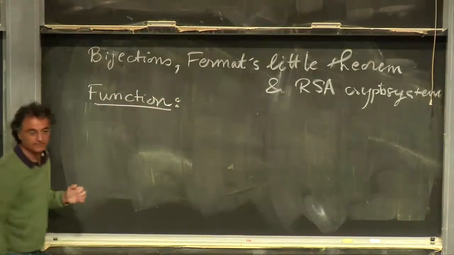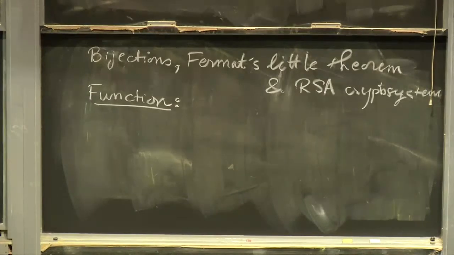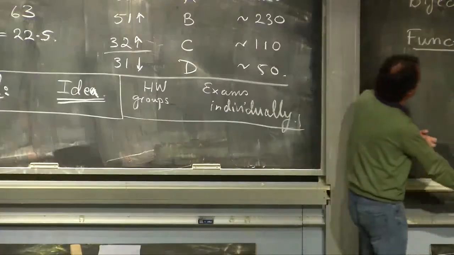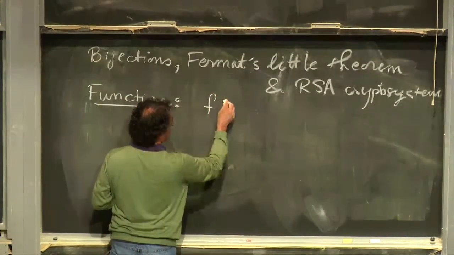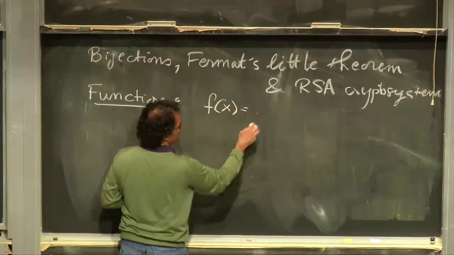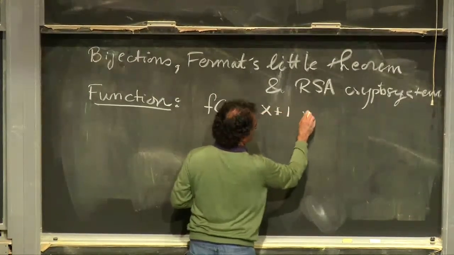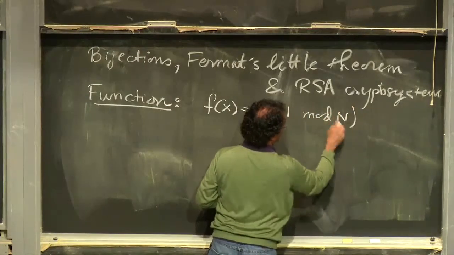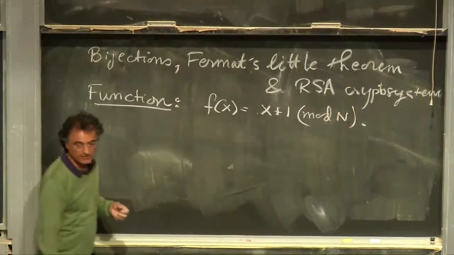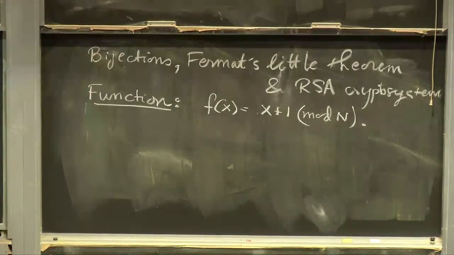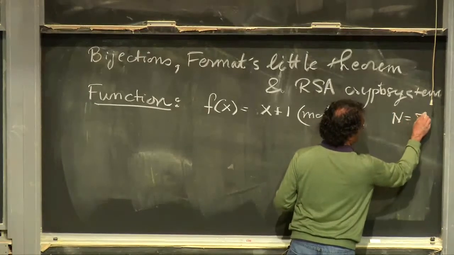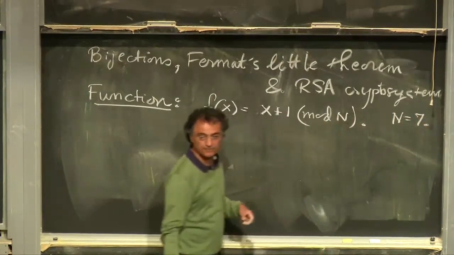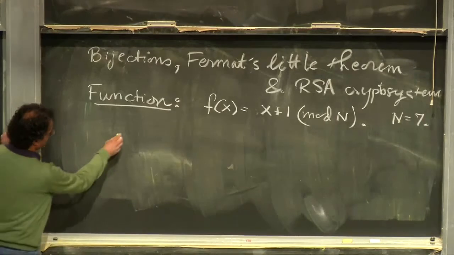So what's a function? Everybody here knows what a function is, but let's define it in a slightly different way. Let's say you have the function f of x equal to x plus 1 mod n. Let's say n equal to 7. So now this function looks like this.